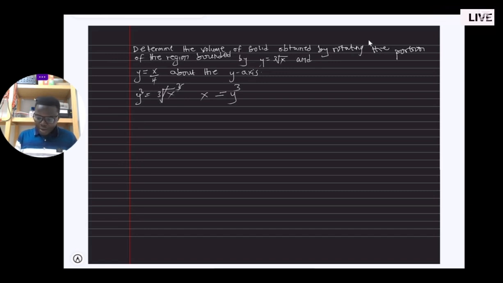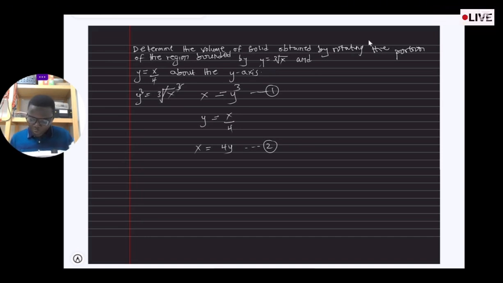After getting this, we have our next function, which is quite straightforward: y equal to x over 4. In this case, we can also make x the subject to get x equal to 4y. So now we have all our functions in terms of y. In the same way, it will help us find the limit of integration, because here we are revolving about the y-axis, and therefore our limit of integration is supposed to be on the y-axis.